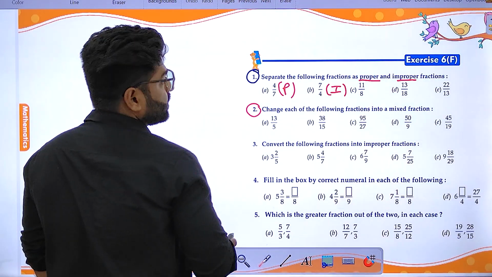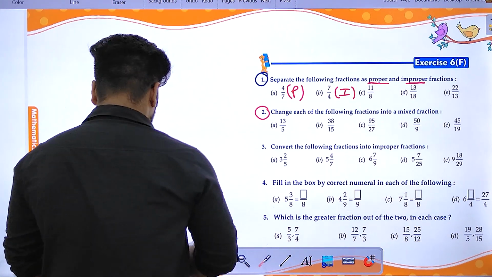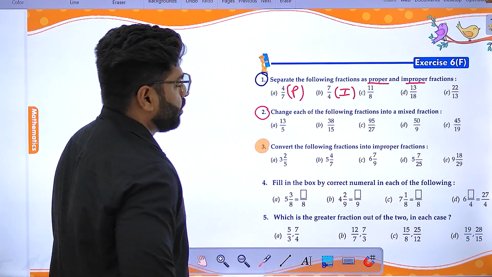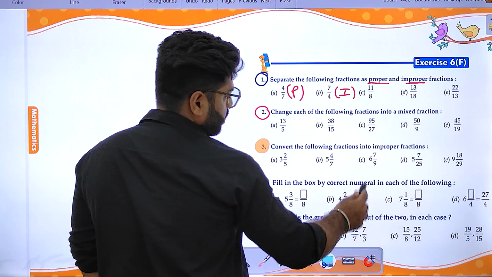Okay. Next come to our question number 3. Convert the following fractions into improper fractions. So let's pick this one.